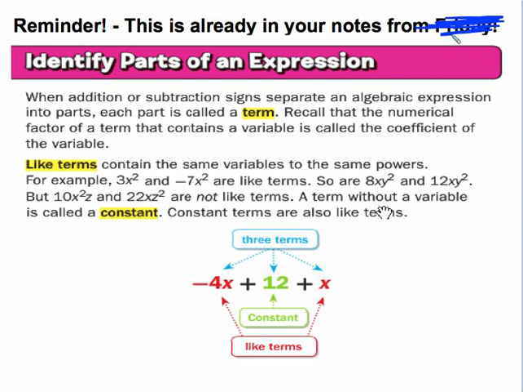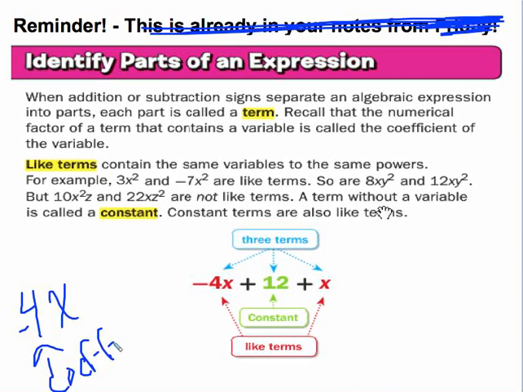Okay? Alright. So, a reminder, this is already in your notes from now, not Friday. I apologize for that, so I'm going to cross that out. But if you're looking at an expression, the most important thing to do to begin is to identify the parts of the expression, and this slide is actually in your textbook. When addition and subtraction signs separate an algebraic expression into parts, each part is called a term. Remember that the numerical factor of a term that contains a variable is called the coefficient of the variable. We had talked about this before, but in the term negative 4x, this is called the coefficient. And we know that means that we multiply x, whatever x is, by negative 4.